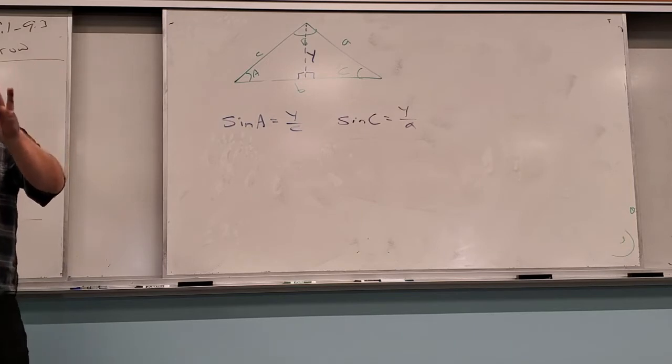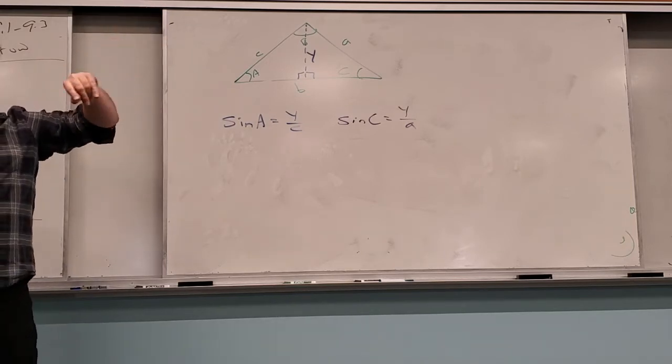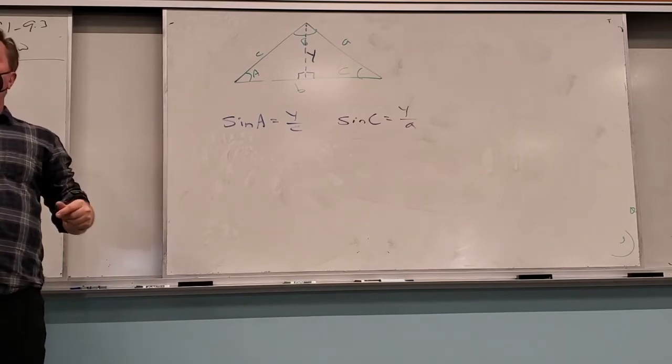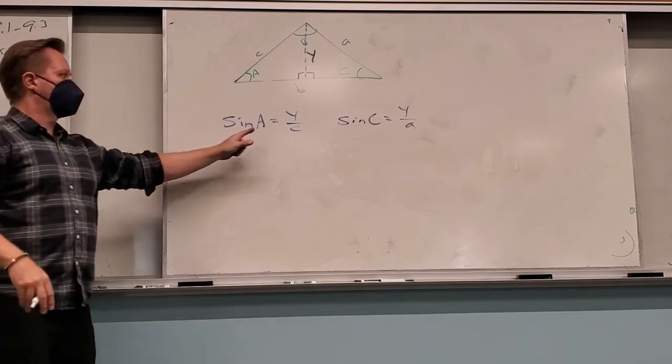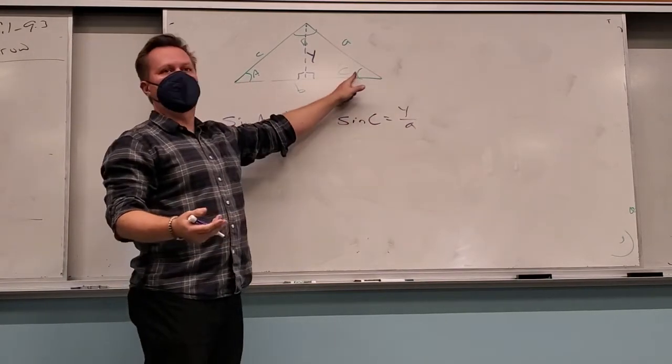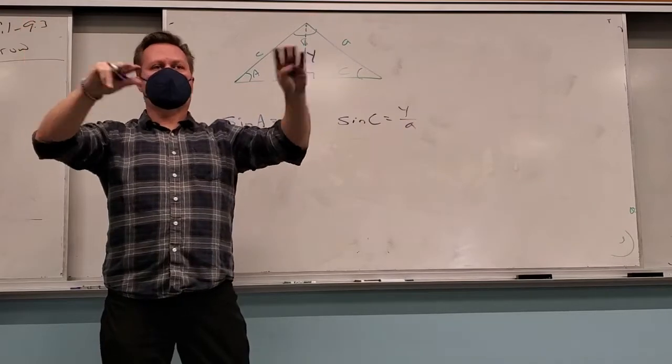Is everybody cool with what just happened? We started with a triangle that wasn't right. We don't care, because we can make a right triangle. We can make a right triangle, right? This is just the definition of sine for that angle, and this is just the definition of sine for that angle. Yes?